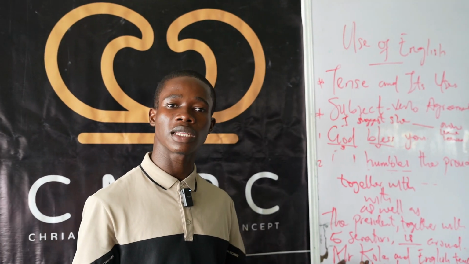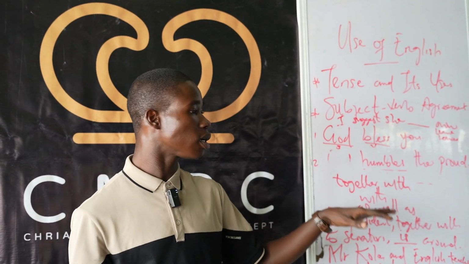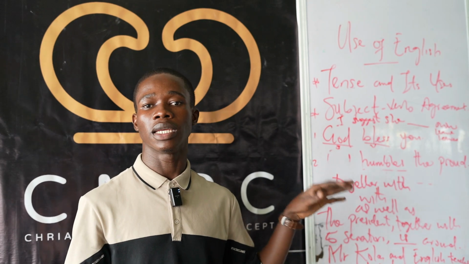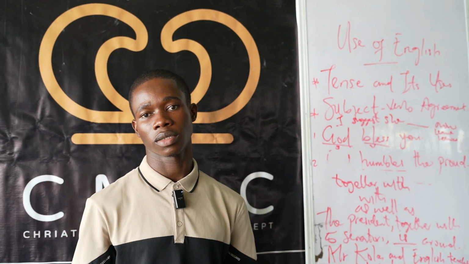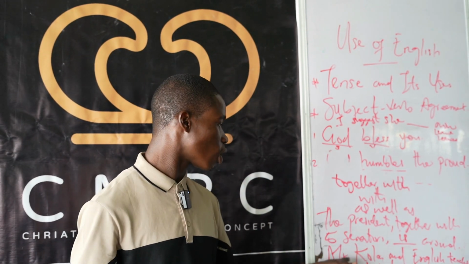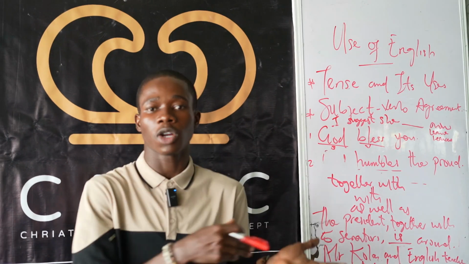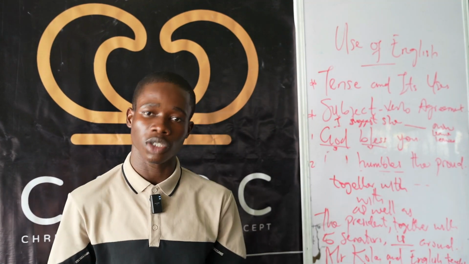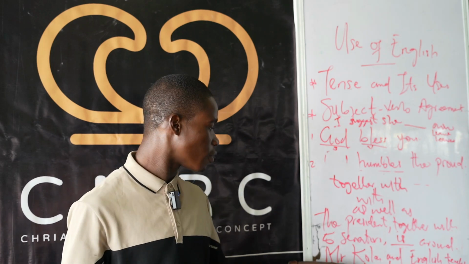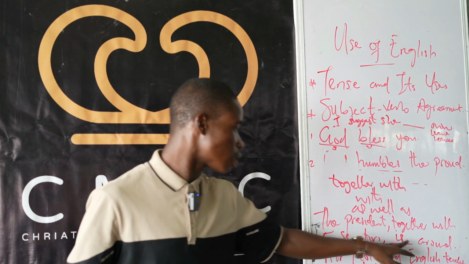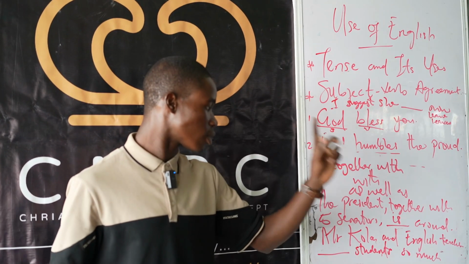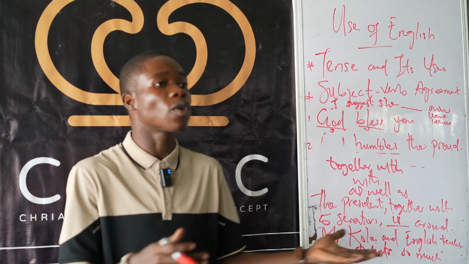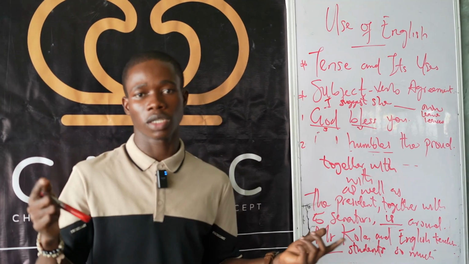But I want to tell you here that Mr. Kola and English teacher represent one person. That means we're talking about Mr. Kola who is also the English teacher. So we have a singular verb because this and this are one entity. It's like you're saying rice and beans. That's one food. You understand that?